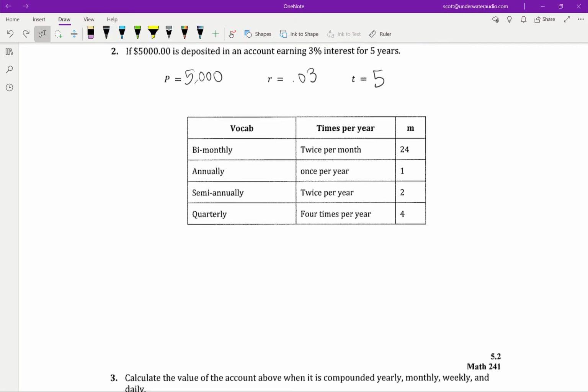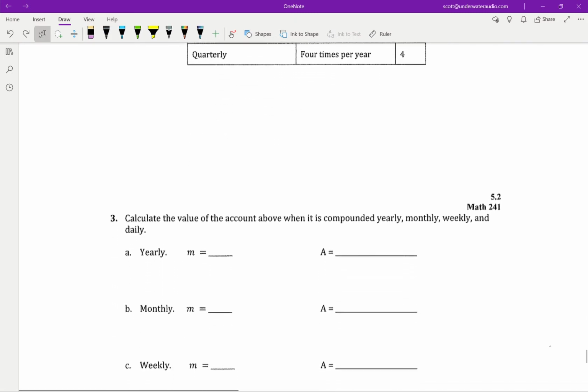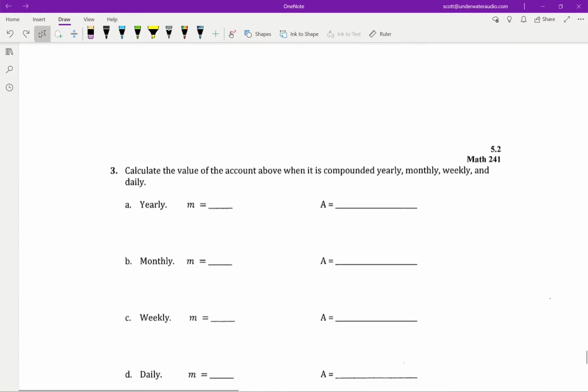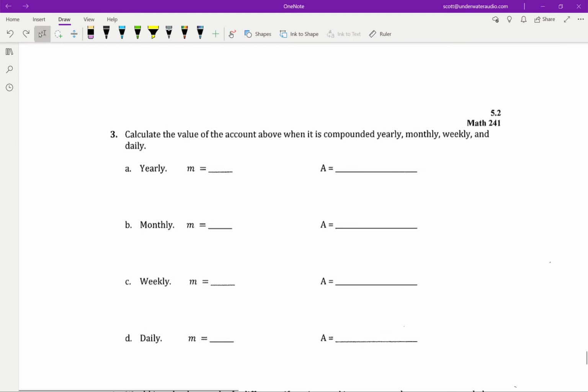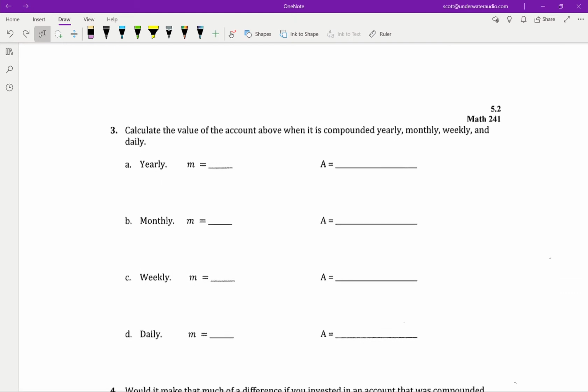So for the rest of this problem, and actually it's a whole new problem, I'm supposed to calculate the value of the account above when it is compounded yearly, monthly, weekly, and daily. So yearly, that's 1, monthly, that's 12, weekly, that's 52, and daily, that's 365. Although I think this year it's 366 because we had a leap year. But don't worry about that. You can just use 365.